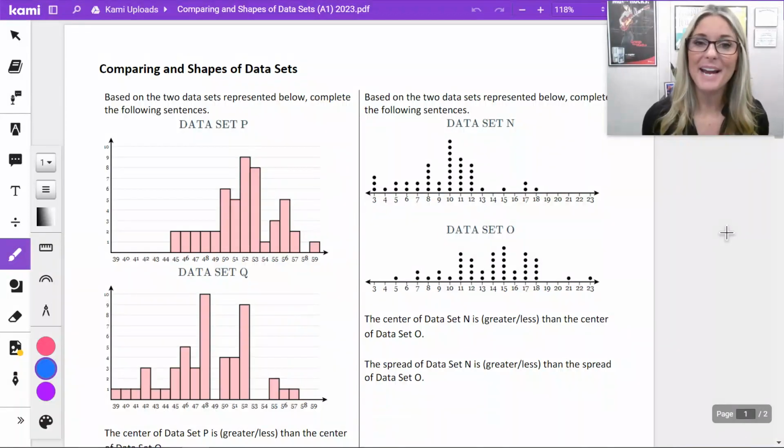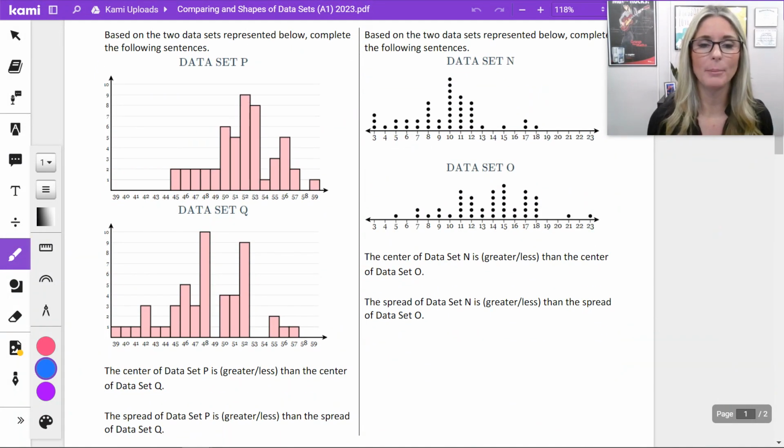Today we're going to compare data sets. We're going to start off by comparing their spread and their center. So the first example on the left, it says, based on the two data sets represented below, complete the following sentences. The first one says the center of set P is greater or less than the center of Q. So let's look and see.